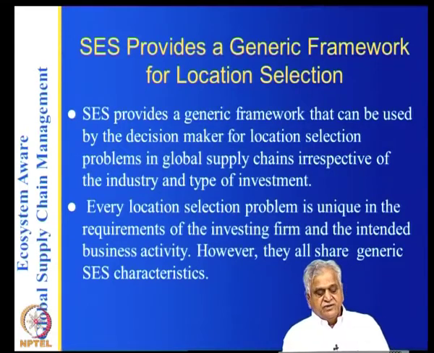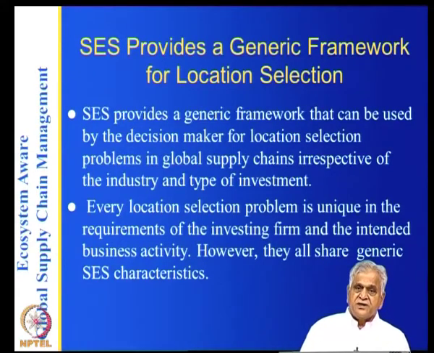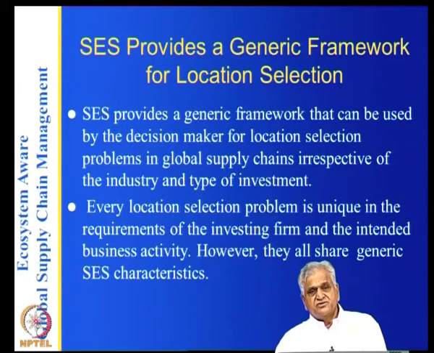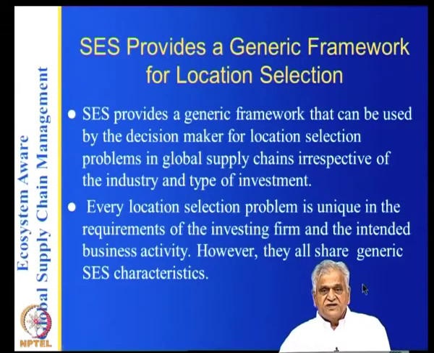Every location problem is unique in the requirements of the investing firm and the intended business activity. However, they all share the same characteristics. In other words, any investment, any business location, is unique in itself, because once you make an investment and enter a business in one place, it's very difficult to change. You can always change it, but at a tremendous amount of loss. So what we have here is a generic framework with the supply chain ecosystem parameters, which are the resources, the institutions, and delivery mechanisms. Once you select the corresponding vertical-based parameters for all these three, then you can determine the location and its effectiveness.